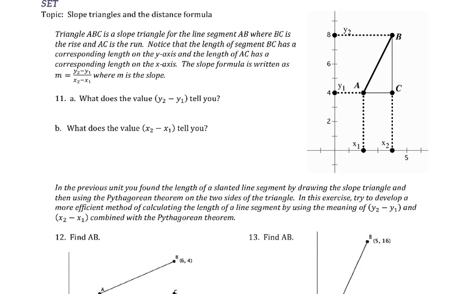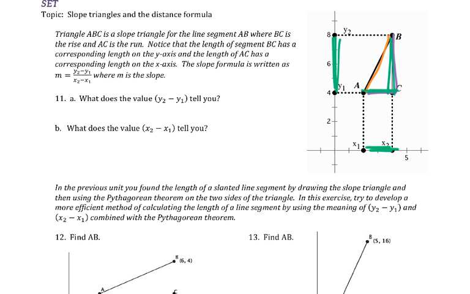Alright, okay, so slope triangles and the distance formula. So triangle ABC is a slope triangle for the line segment AB, where BC is the rise and AC is the run. Okay, so we've got our slope here. We've just created this triangle with the rise over run. Notice that the length of the segment BC has a corresponding length on the y-axis, and the length of AC has a corresponding length on the x. So they're saying, hey, that length and that length match up.